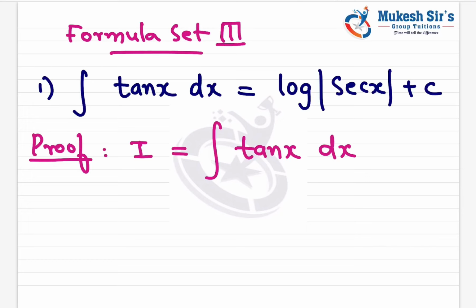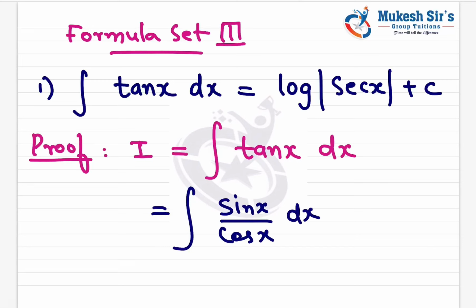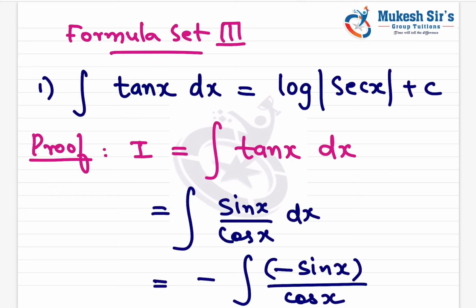Now tan x you can write as integration of sin x upon cos x. Tan is sin upon cos. Now the derivative of cos is minus sin, so I want a minus sign there. We multiply and divide by minus sign here. So I can write minus of minus sin x upon cos x dx, right? Now you can check the denominator ka derivative. The derivative of the denominator is the numerator. Cos ka derivative is minus sin. Okay, so this is in the form f dash x upon f of x dx.